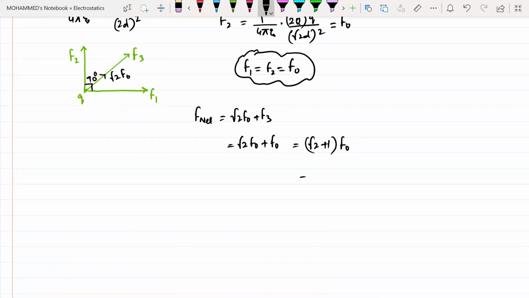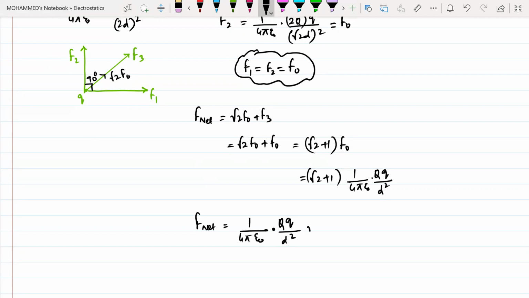So that will be equal to root 2 plus 1 into 1 by 4 pi epsilon naught into capital Q small q divided by d square between them. The resultant force, I can write, F net will be equal to 1 by 4 pi epsilon naught into capital Q small q divided by d square into root 2 plus 1. If he's asking in terms of capital Q and small q, this will be your answer.